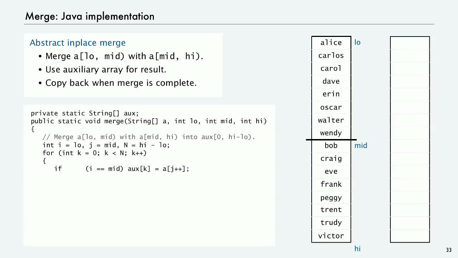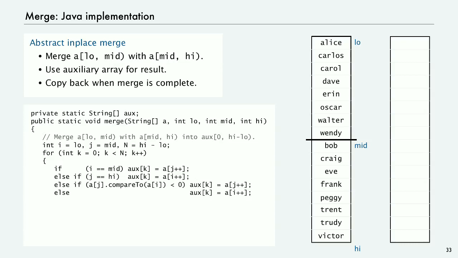So if we get to a point where the low part is exhausted, we just copy over. This is an edge case that we'll talk about later. But the main part of this is to check the element at j against the element at i, and then move the smaller one into aux and increment that pointer. So if j is less, then we move the one at j. If i is less, we move the one at i. And then we copy it back into A. So let's look at how this works.